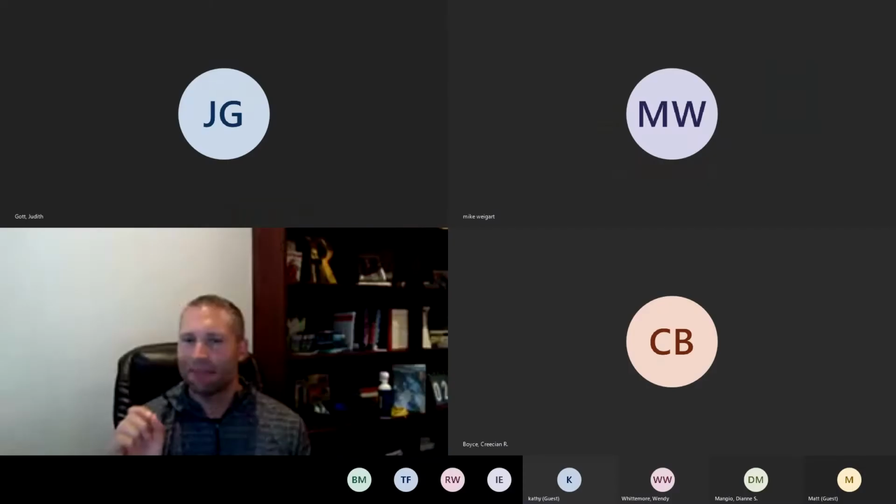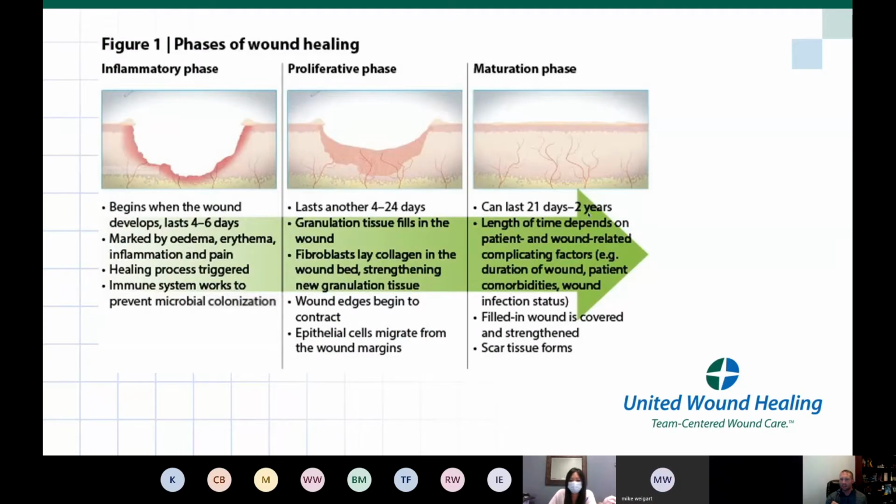Later, if that same stage 4 pressure injury reopens, it is not a new wound. It is a reopening of a wound that was in that final maturation phase of healing. Okay, so super, super important. If you had an incision and 21 days later it's still draining and it's red and it's tender, that's not normal. The body has not moved into maturation.